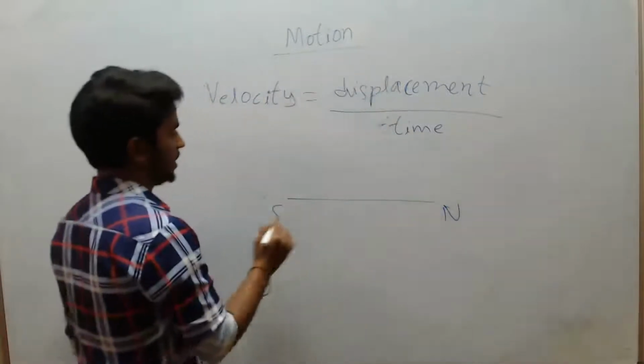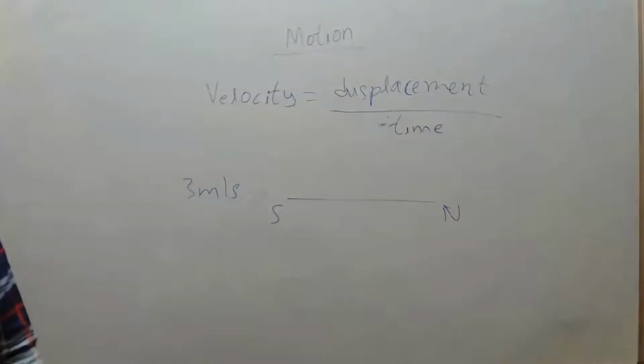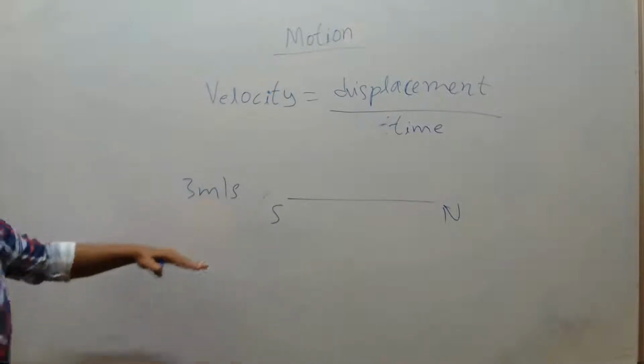So now I will say velocity is 3 meter per second. While saying velocity, you have to mention the direction also. Clear? You have to mention the direction. So now I will say one object that traveled 3 meter per second towards north.